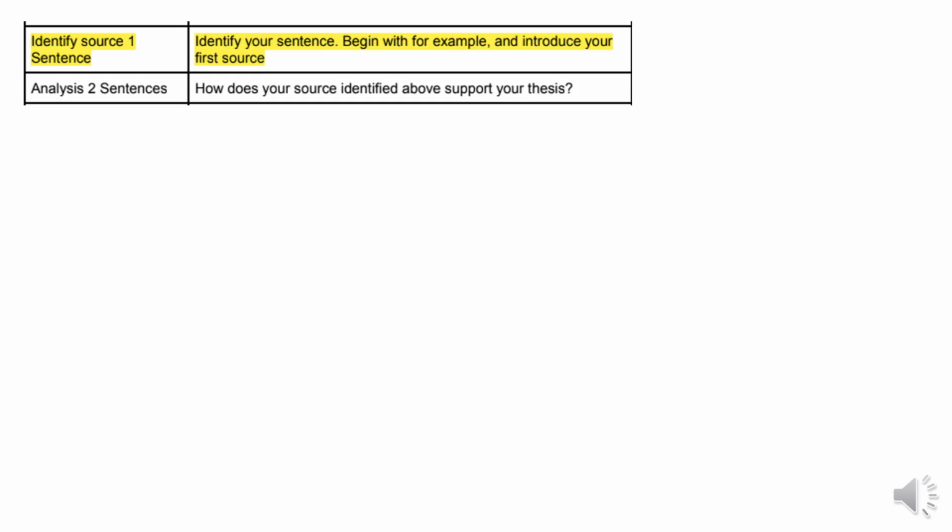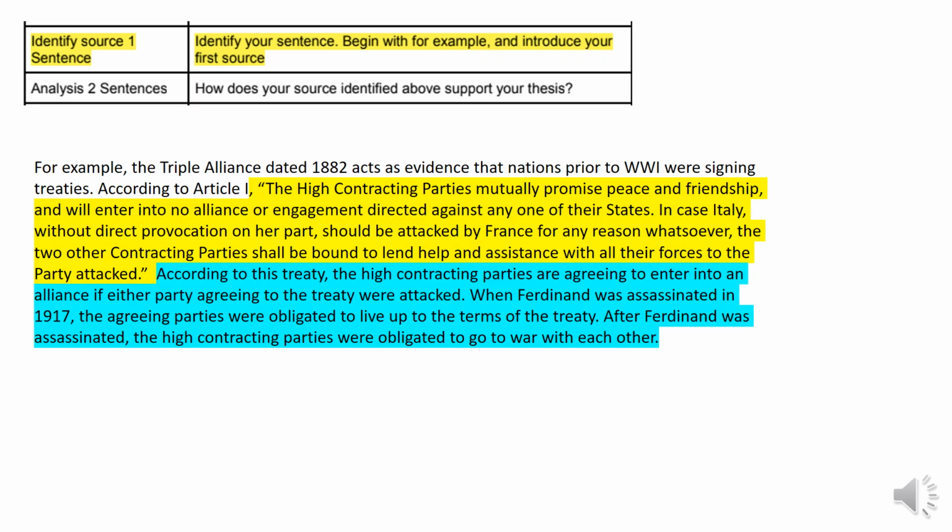Now we're going to look at the identification. What I'm looking for here is you need to identify the source, introduce the source, and then that source has to support the thesis. So if the thesis is about dogs, then this source better be about dogs. If it is about cats, it is not going to count. So we have a transition, for example, the Triple Alliance. This is a primary source document, should be in italics. And then according to Article 1, the high contracting parties promise peace and friendship. So we have about 2 sentences here. I would say 2, no more than 3 sentences for your support, and only cite the section that supports clearly what you're writing.